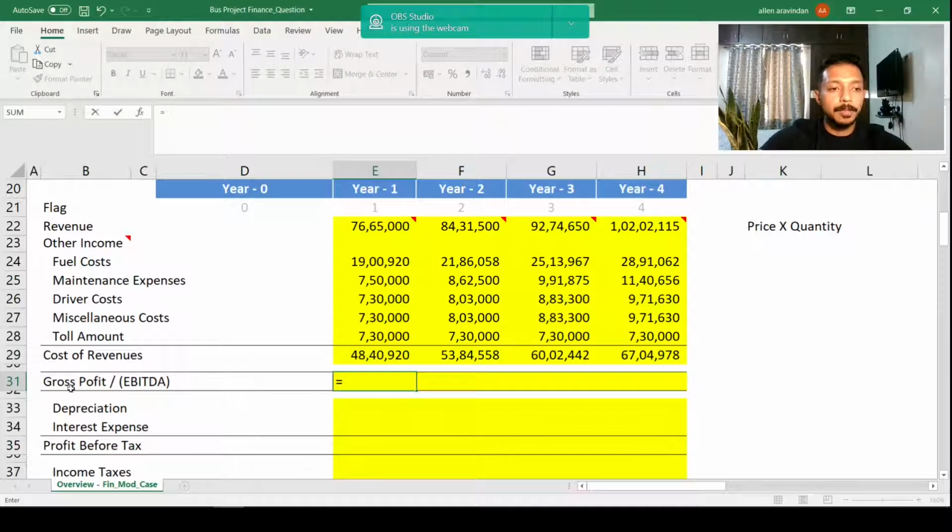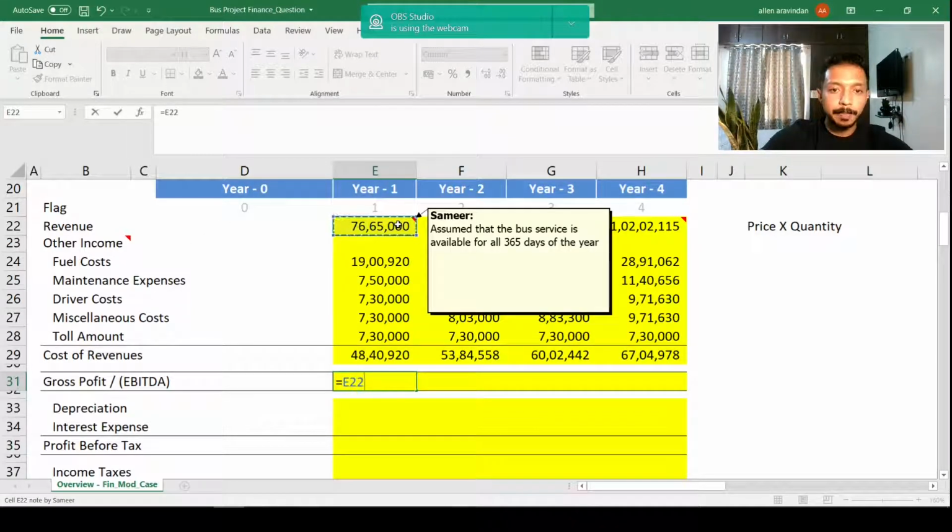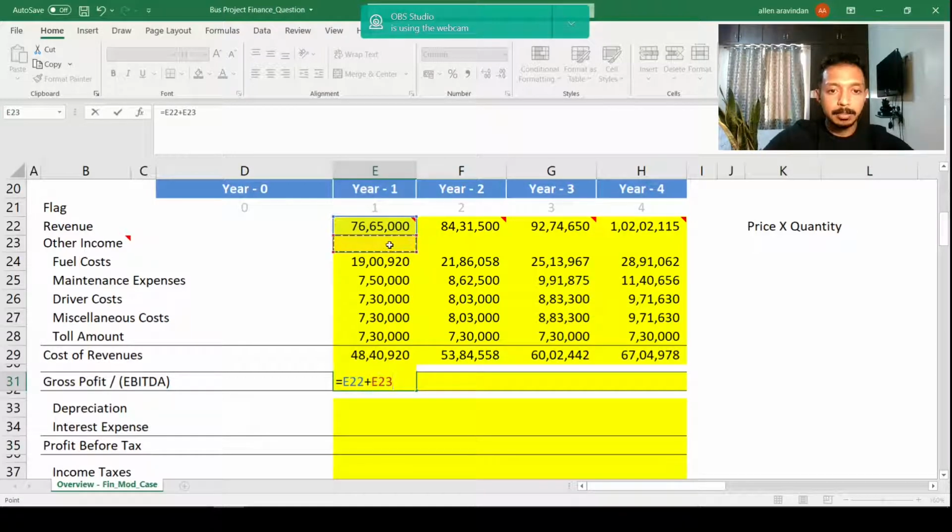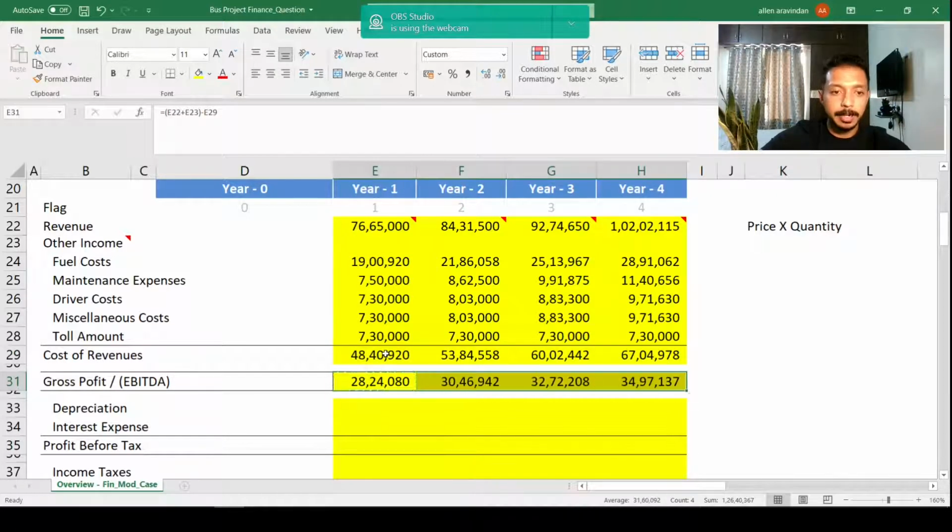Now, if you see out here, I've written gross profit slash EBITDA. The reason why it's slash is because we really don't have selling, general and admin expenses. If we had SG&A, we would have first calculated gross profit, then reduced SG&A, and then got EBITDA, right? But in this case, our gross profit is actually equal to EBITDA. So we will do revenue, and remember to add the other income, because later on when the calculation comes in, we don't want to miss out on that other income. So there you go, that's our gross profit. Drag it to the right.